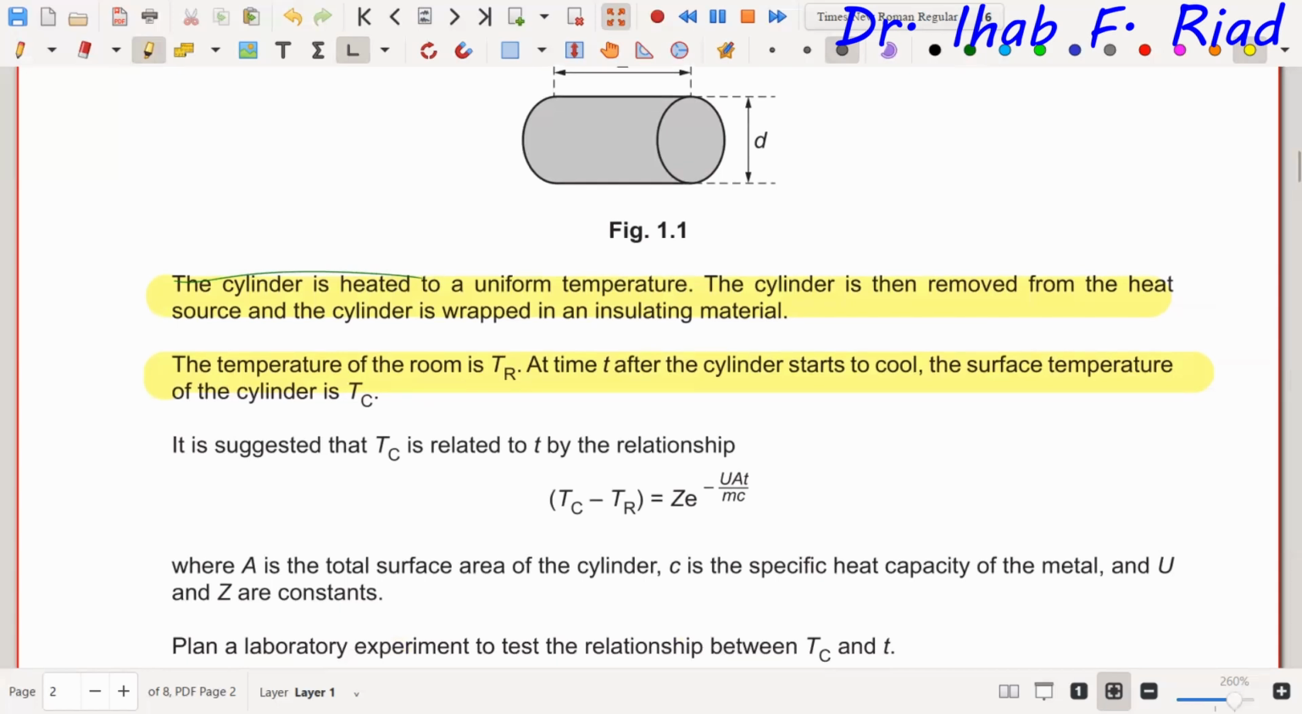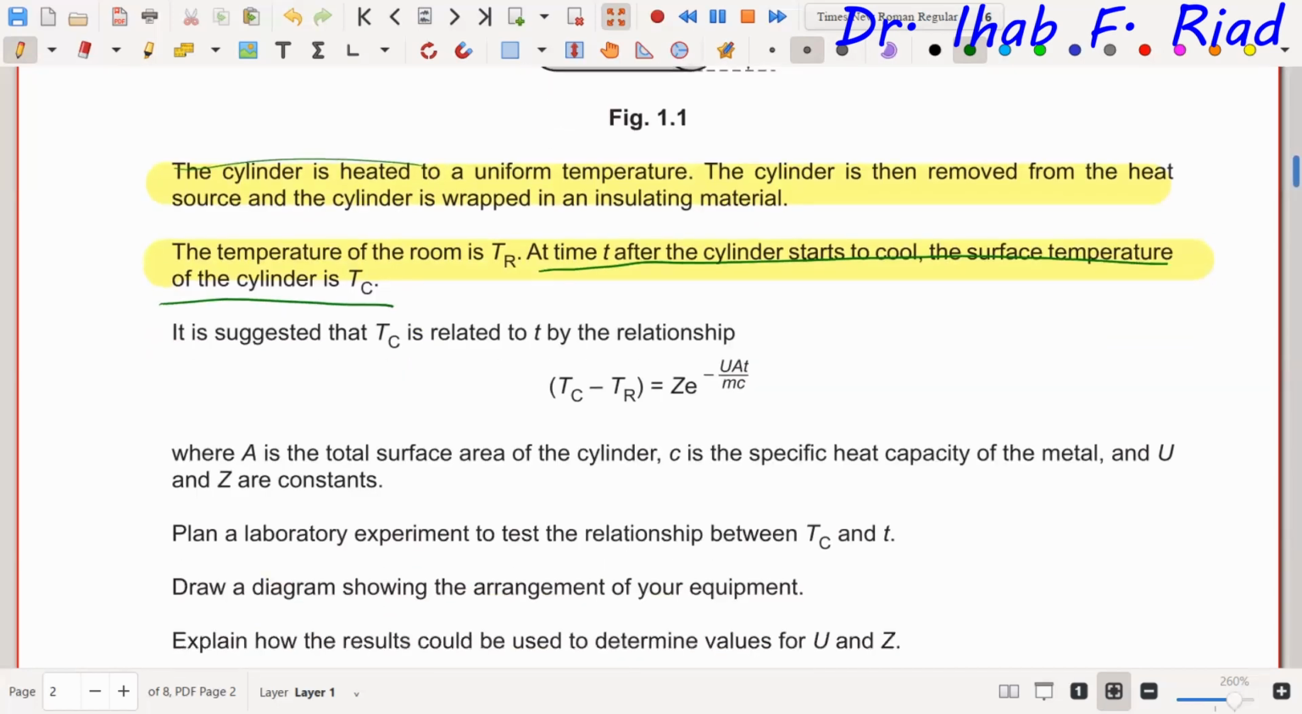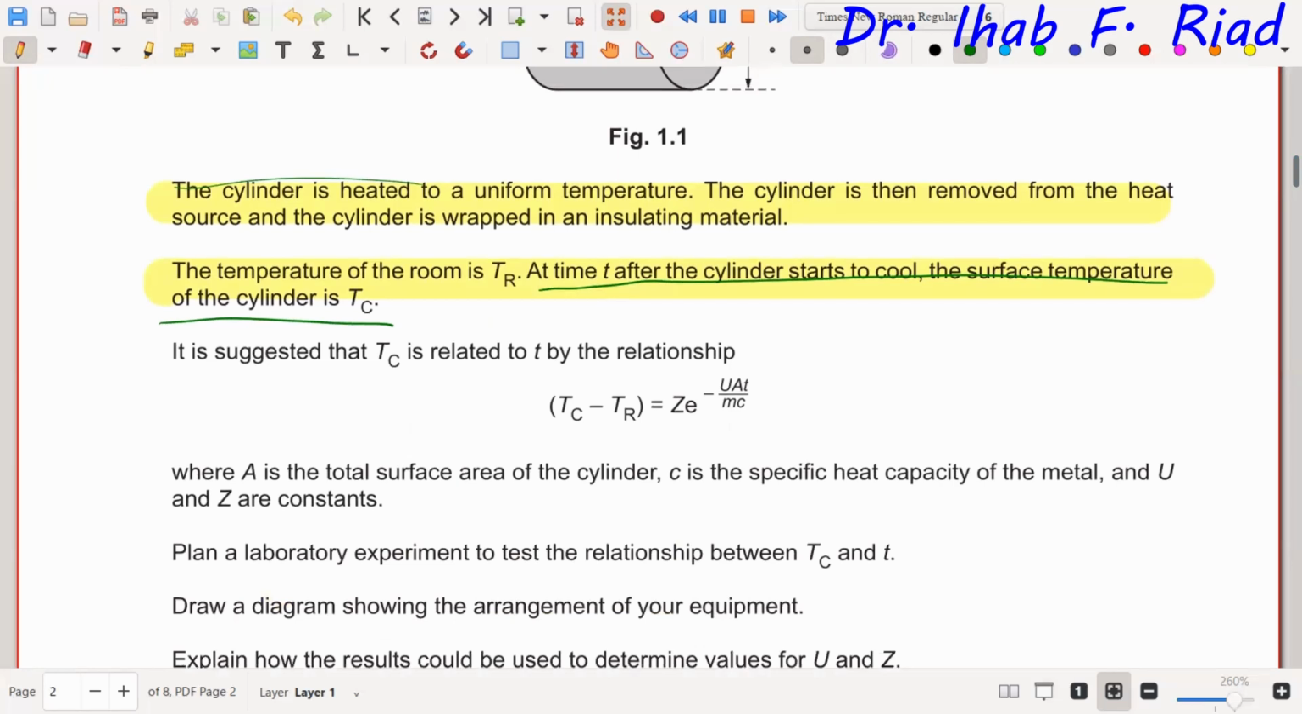Look at this statement. What does it say? At time T, after the cylinder starts to cool, the surface temperature of the cylinder is Tc. What does that mean? They will measure the time for the surface temperature of the cylinder to cool.